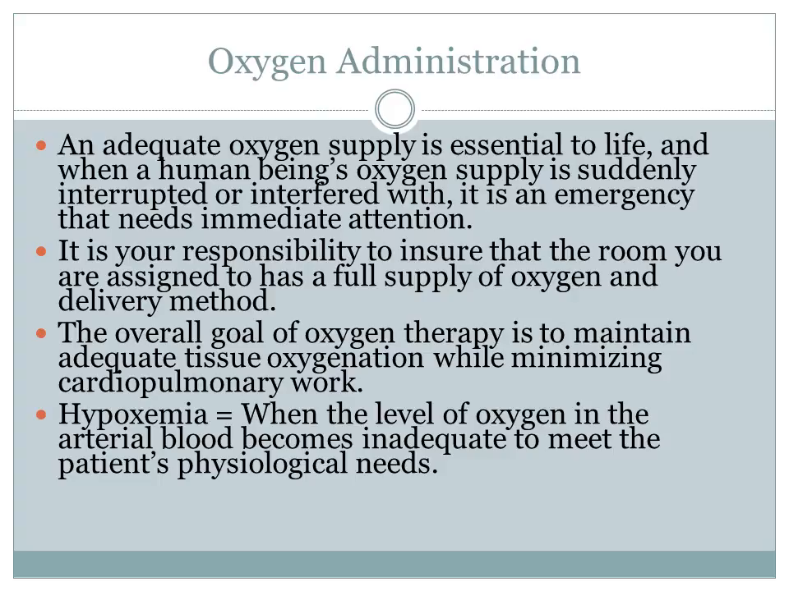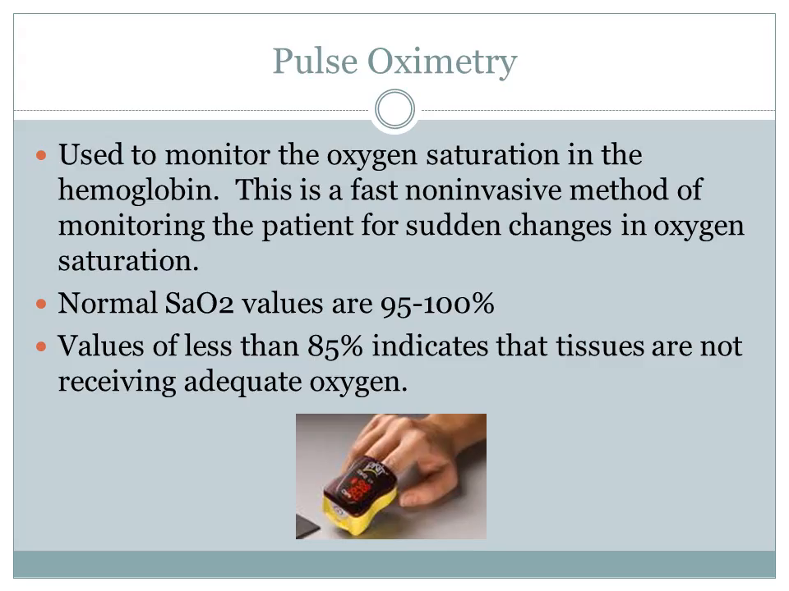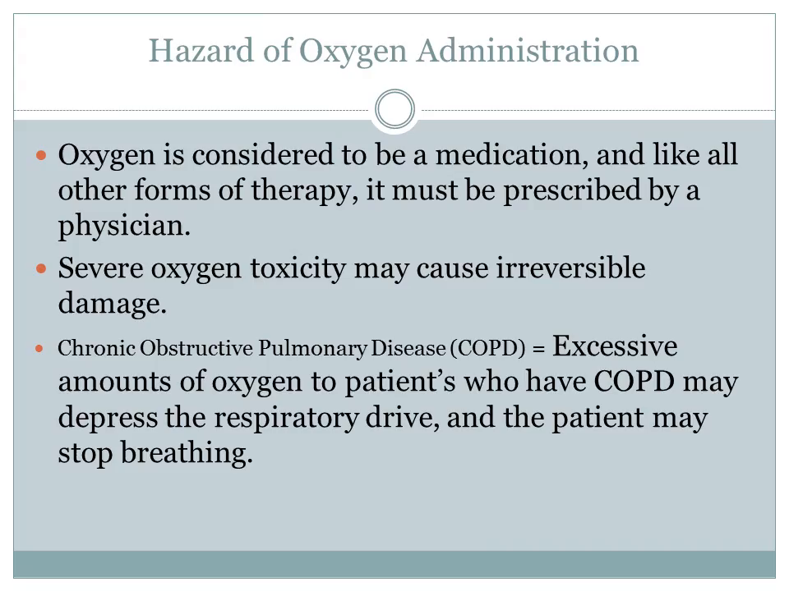Hypoxemia is when the level of oxygen in the arterial blood becomes inadequate to meet the patient's physiological needs. Pulse oximetry is used to monitor the oxygen saturation in the hemoglobin. This is a fast, non-invasive method of monitoring the patient for sudden changes in oxygen saturation. Normal SaO2 values are 95 to 100%. Values of less than 85% indicate that tissues are not receiving adequate oxygen.